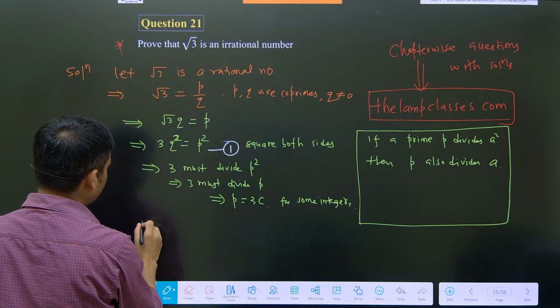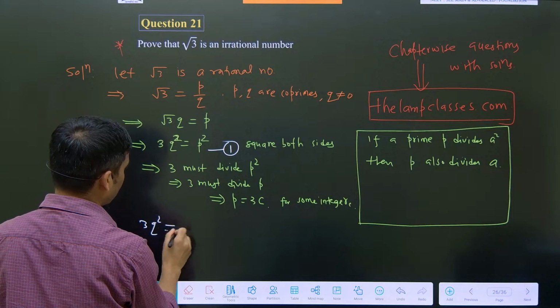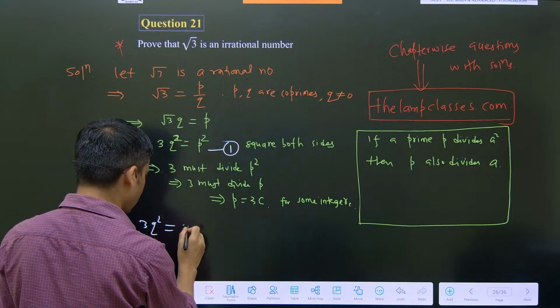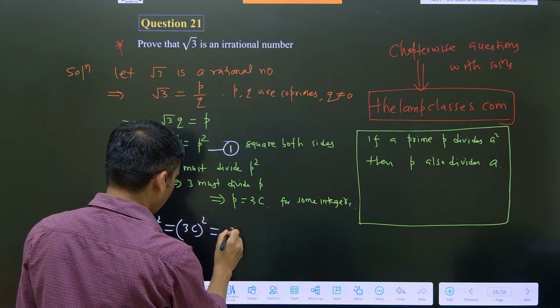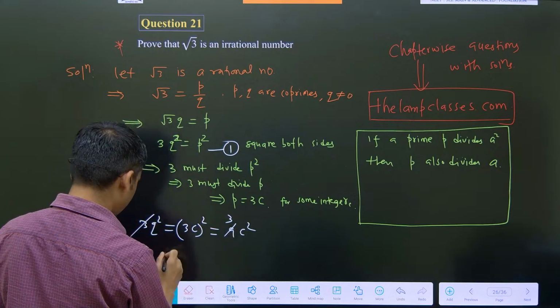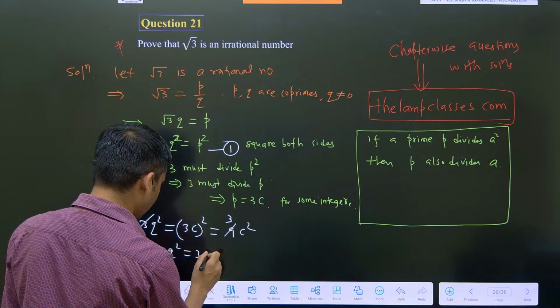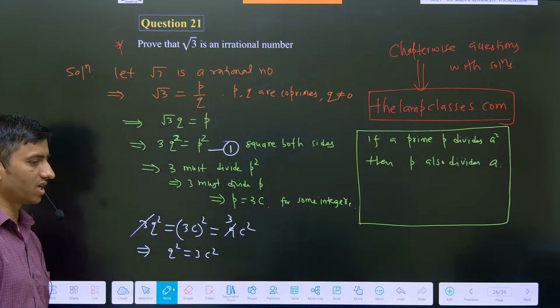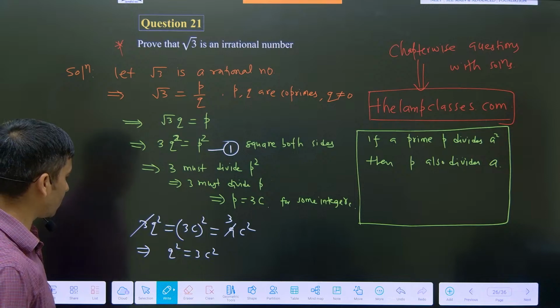So this becomes 3q² = p². p is 3c, so (3c)² = 9c². That means we can cancel, so q² is actually 3c². Similar situation again came, right? q² is 3c².